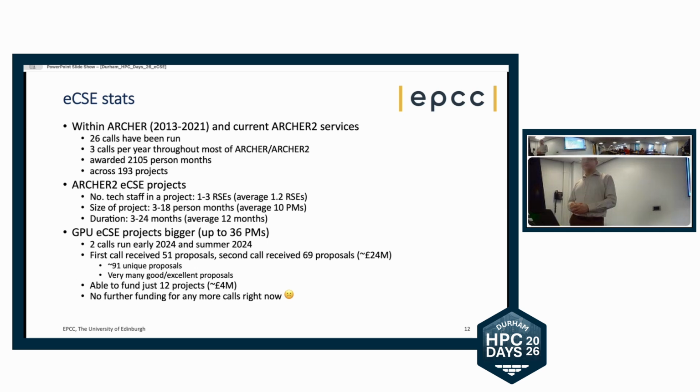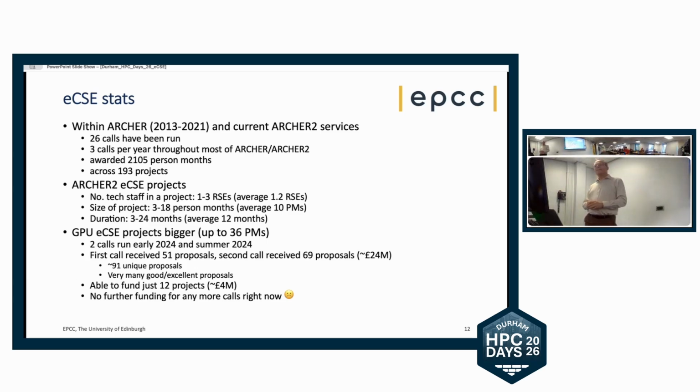Overall, we've awarded 2,105 person months. I think if I divide that by 12, that's 175 person years of effort. That's quite substantial, actually. And that's been across 193 projects. Quite a big program. Well, 2 programs, Archer and Archer 2.